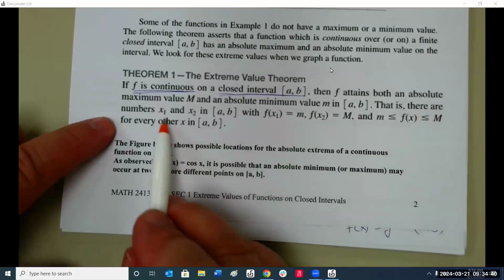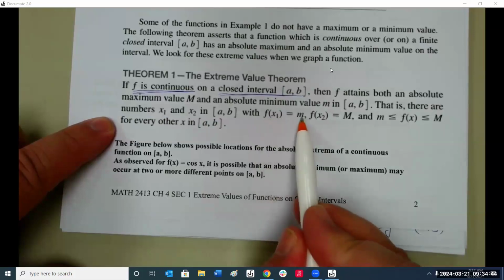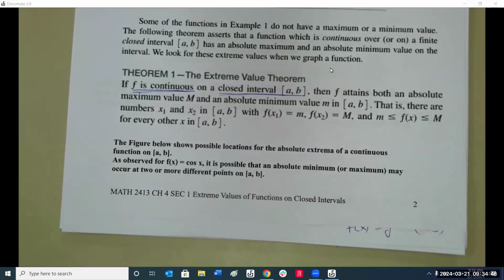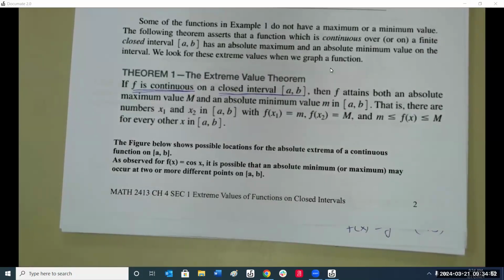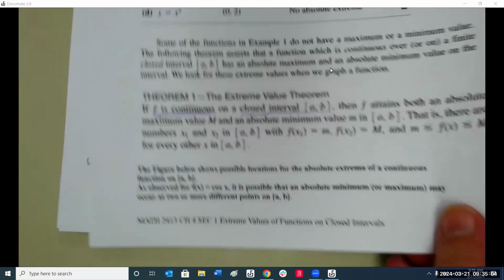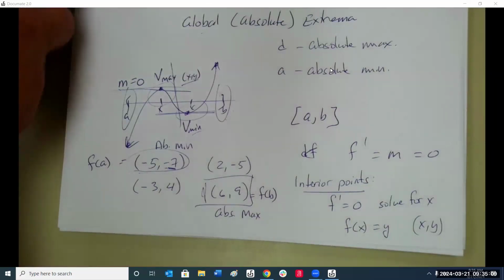That is, there are numbers x1 and x2 inside the function where f of x1 is a minimum, f of x2 is a maximum, where the minimum is less than the maximum. This is a very important concept because it tells us that inside any closed interval, a differentiable function will have high and low points. So, all right, you still writing? Here are some examples.